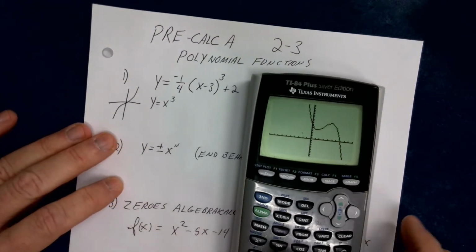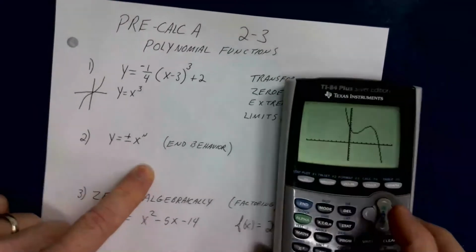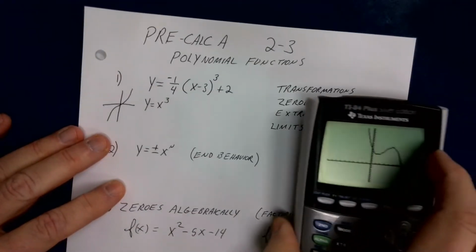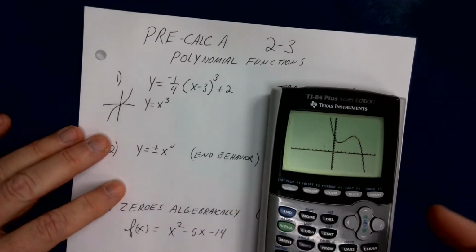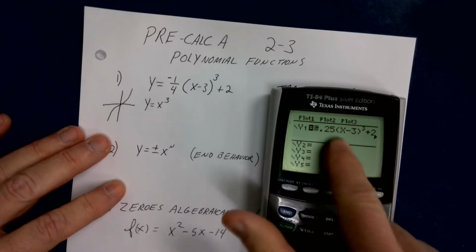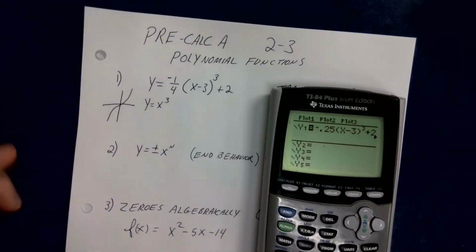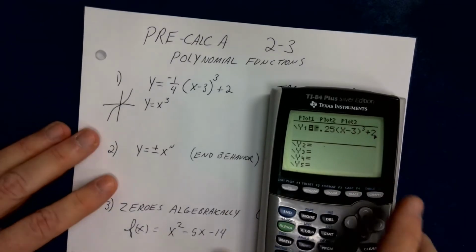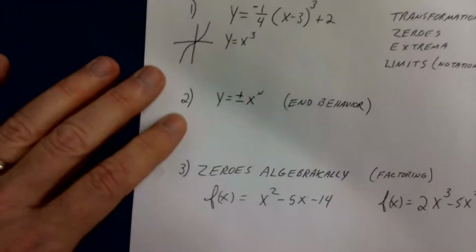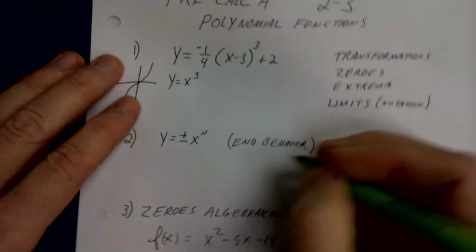So we're going to look next at this thing called end behavior, something called limit notation. So what does that mean? When we have these polynomials, x to the third and x to the fourth and x to the fifth and x squared, whatever it is, what does the end behavior look like? So we're going to start off with odd degrees.